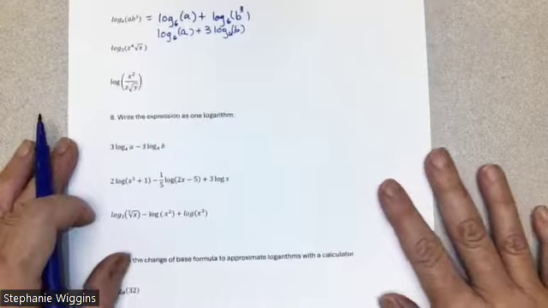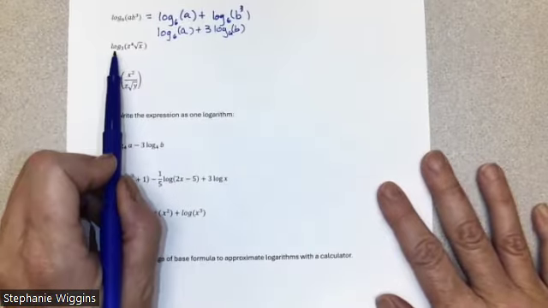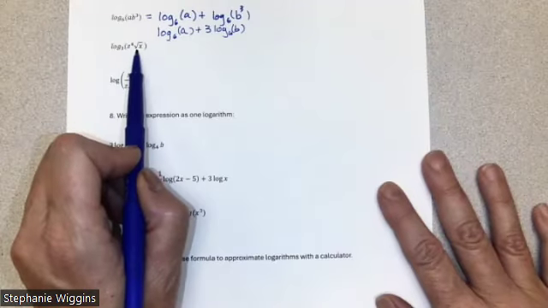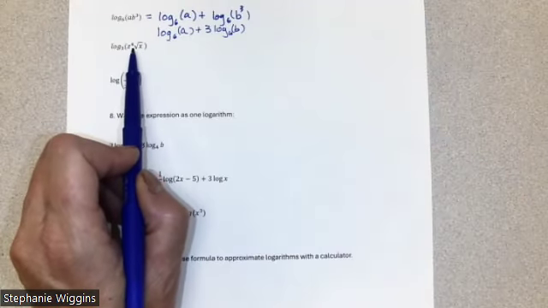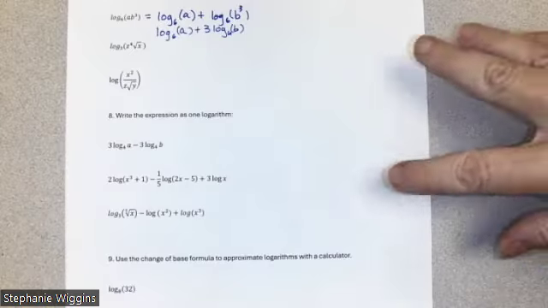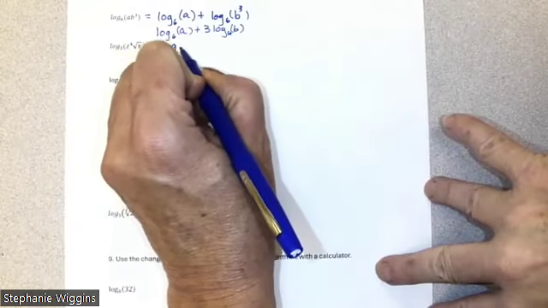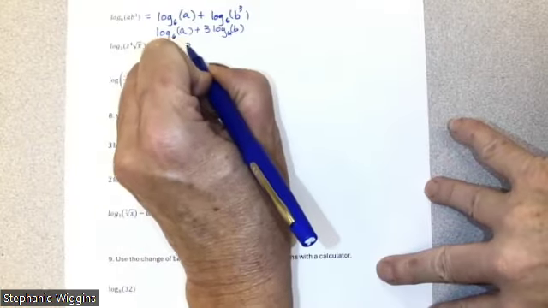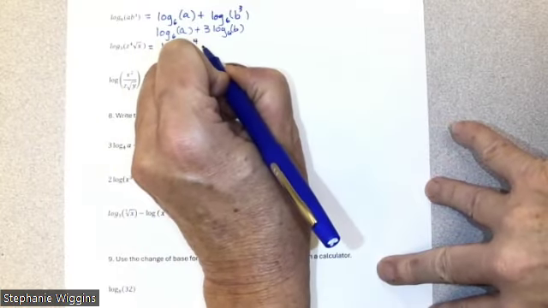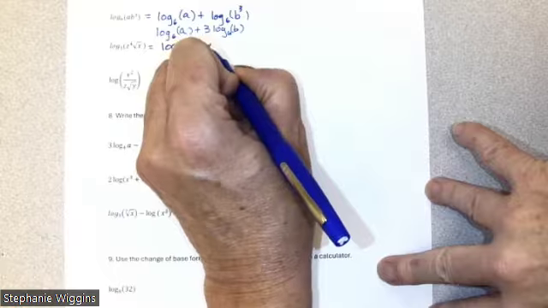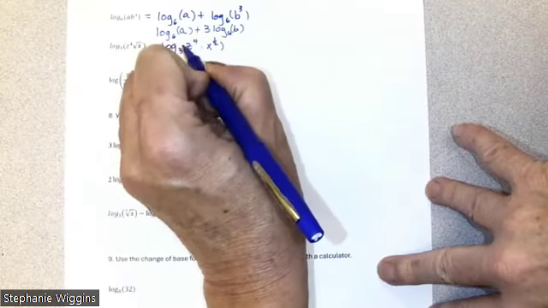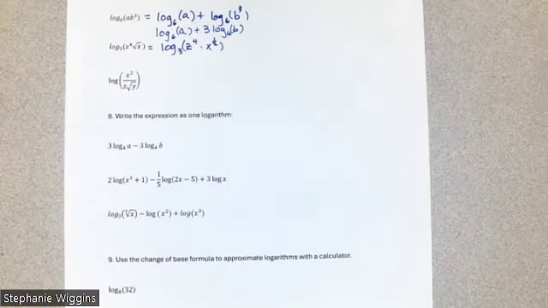Now, when you look here at log base 3 of z to the 4th times the square root of x, you want to think of the square root as an exponent. So you're going to think of this as log base 3 of z to the 4th times x to the 1/2. So remember, square root is just an exponent of 1/2.